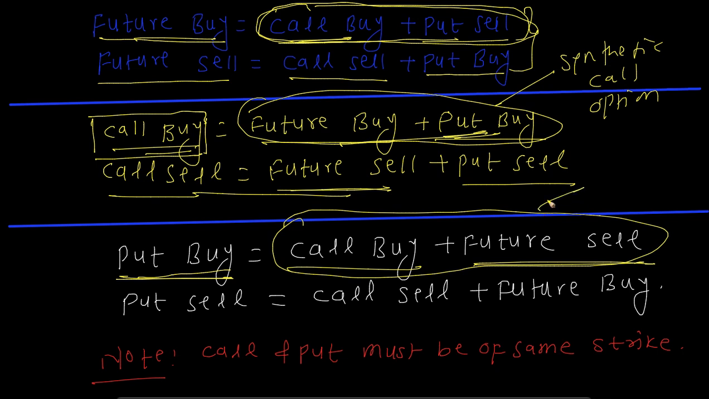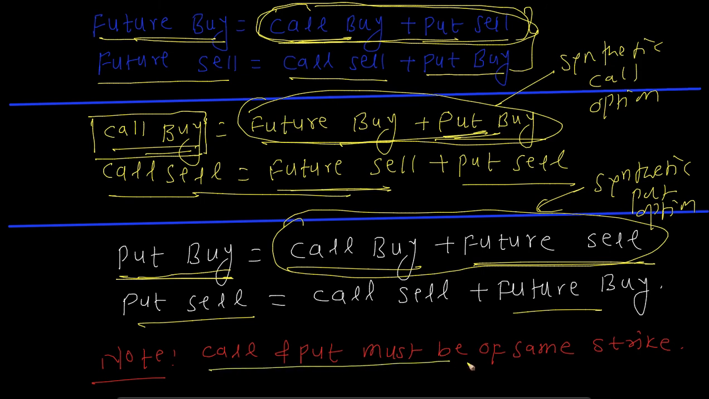So this is equivalent to put buy. This is called a synthetic put option, right? Similarly, if I make the formula for put sell, just make it opposite: put sell is equal to call sell plus future buy, because future sell becomes future buy. The note here is that call and put must be of the same strike price.